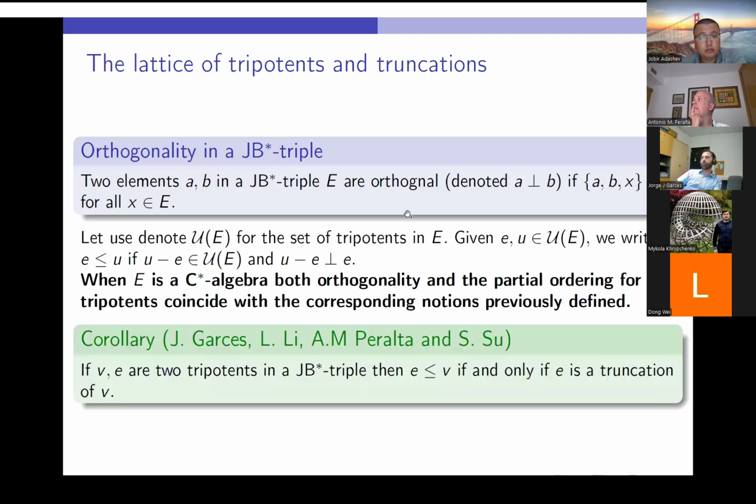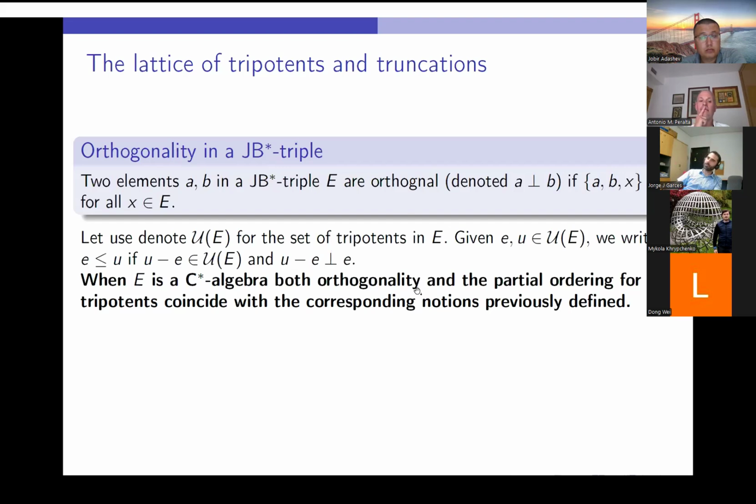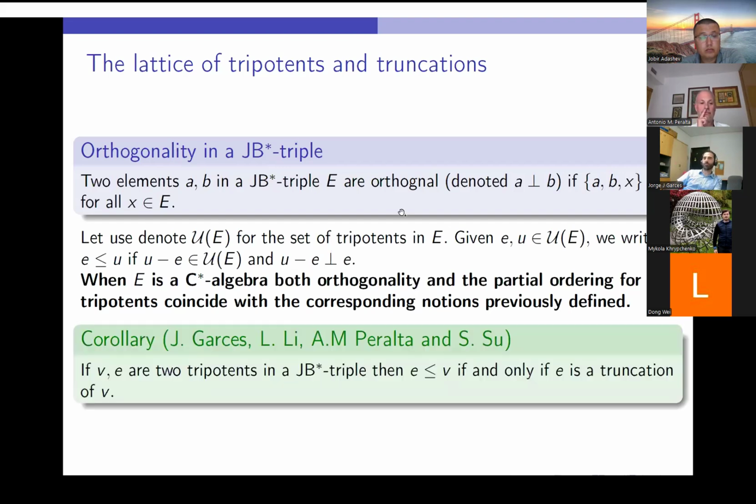Okay? So a very nice thing is that actually truncations characterize the partial order. So if we take two tripotents in a JB*-triple, then e is less or equal than b if and only if e is a truncation of b. So it is very nice that truncations have a translation in terms of the partial order. They are the same.